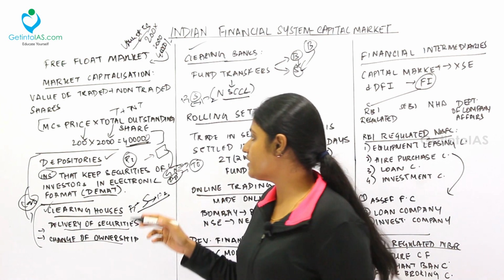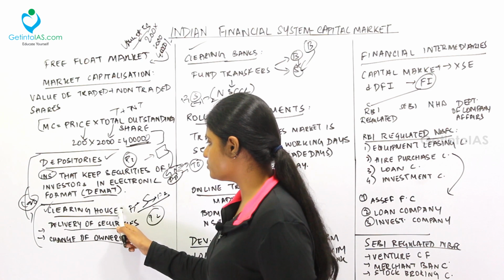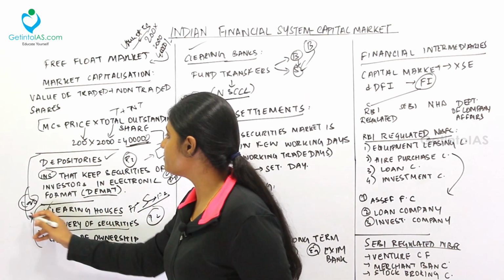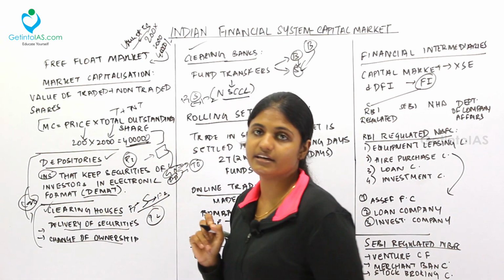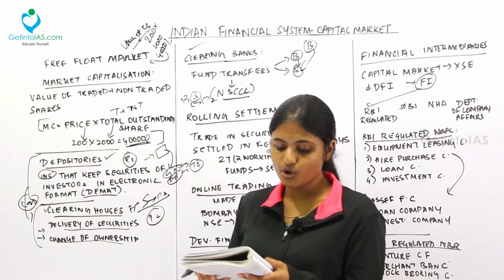See, in case person 1 has an account in these depositories and person 2 has approached clearing houses, these clearing banks will mediate between the depositories and the clearing houses. Fine. So, these are called as what? Clearing banks. Next, moving to rolling settlement.